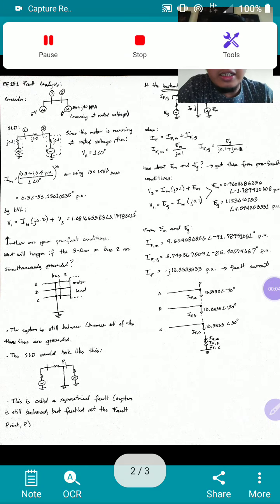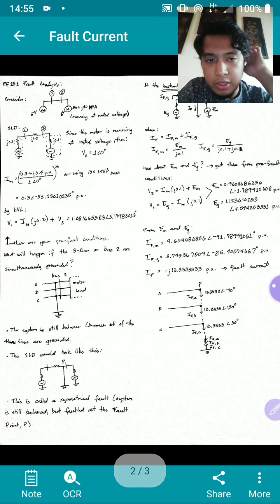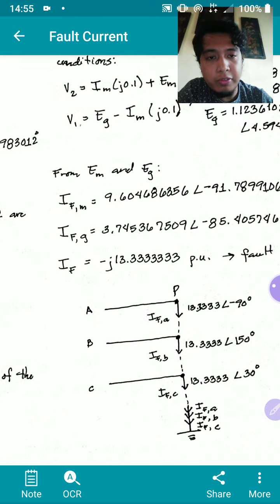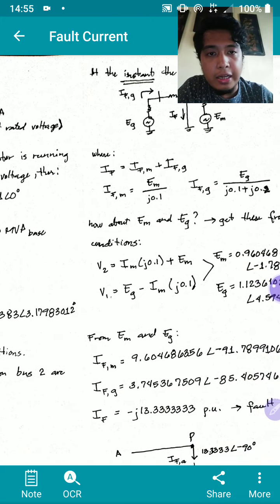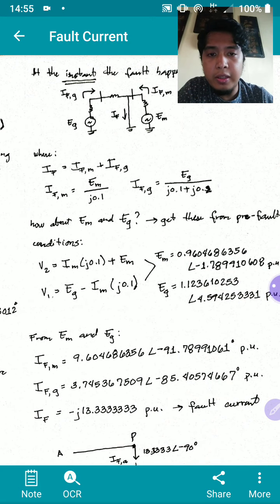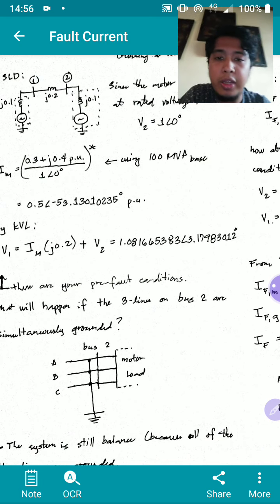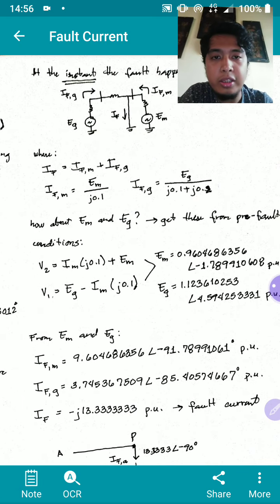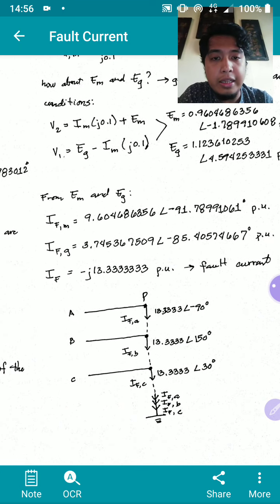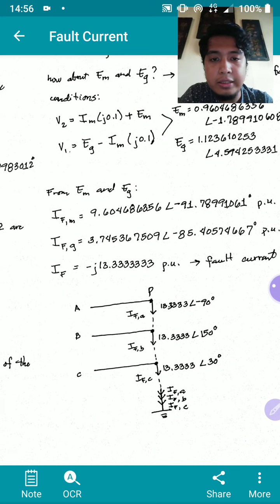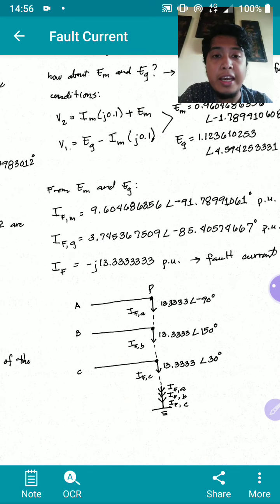Okay, so in my previous video, I showed you how to solve for the fault currents on this example using circuit analysis, using your load flow: how to get the pre-fault currents, how to get the pre-fault EMFs, and then how to get the currents per line, the fault currents per phase, sorry.